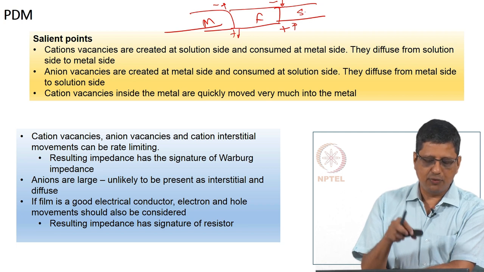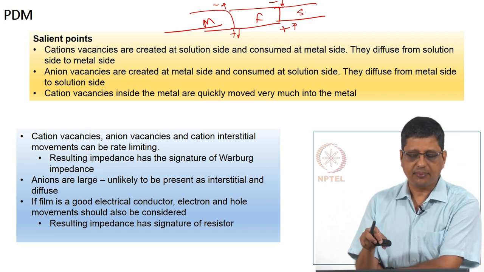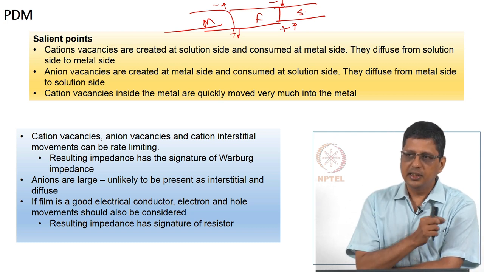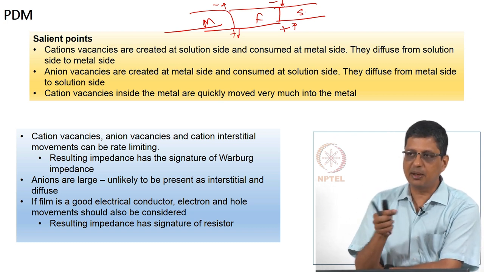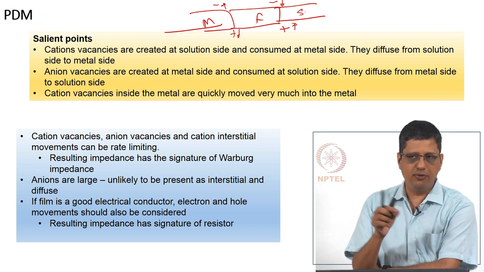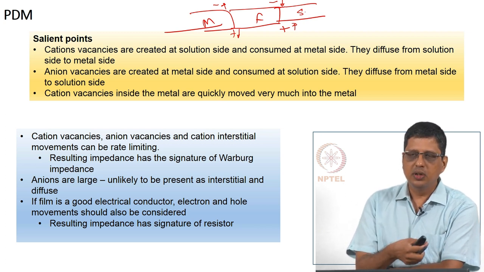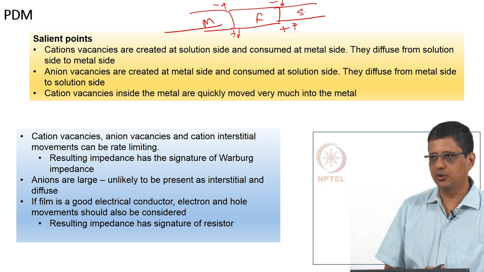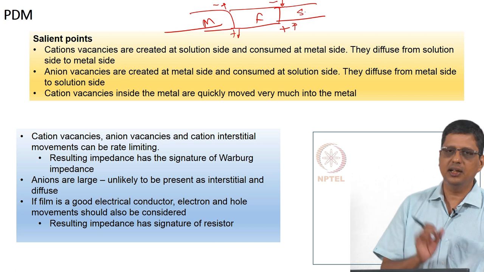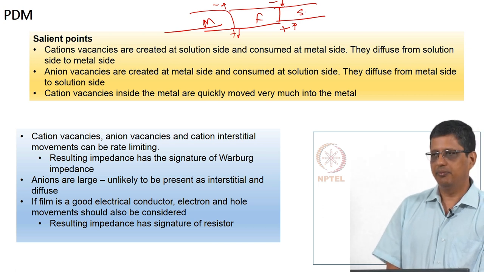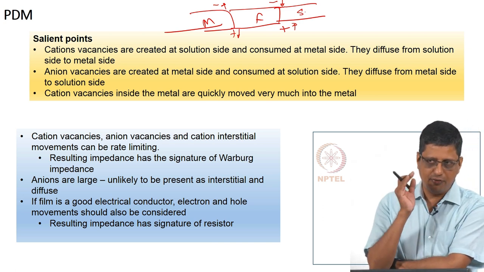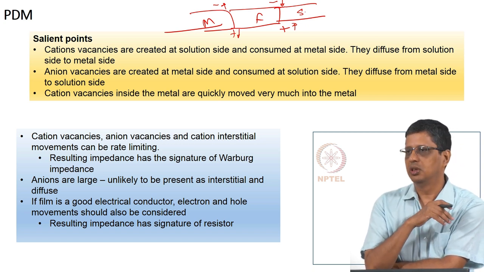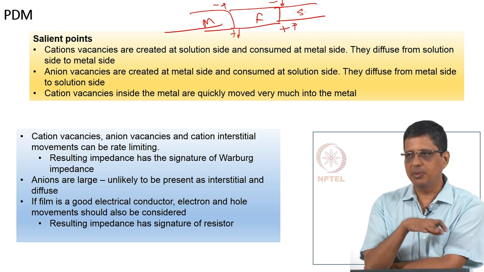Anions are large, therefore they are not going to move as interstitial, and if the film is actually a good electronic conductor, electrons and holes move very fast compared to the movement of these ions by diffusion. So this will not give that much current, the maximum current will come because of the flow of electrons and holes. So it will look pretty much like a simple conductor. So platinum oxide, for example, platinum can form oxide, but it is a very good electronic conductor. You will not see any of this Warburg like behavior.